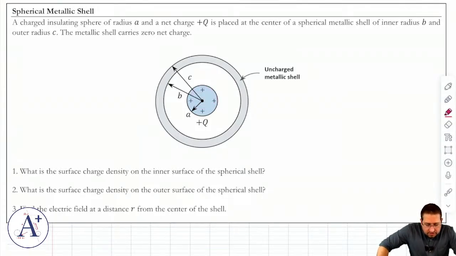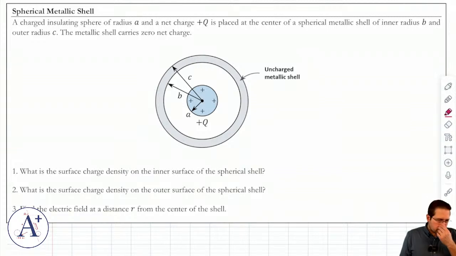This insulating sphere is placed at the center of a spherical metallic shell, of inner radius B and outer radius C. The metallic shell itself carries 0 net charge. Now that does not mean that it doesn't have positive and negative charges within it. It just means it has an equal number of positive and negative, so net charge is 0. We want to find the surface charge density on the inner surface of the spherical shell and the surface charge density on the outer surface of the spherical shell. Eventually, we want to find the electric field everywhere. That's actually pure Gauss's law there.